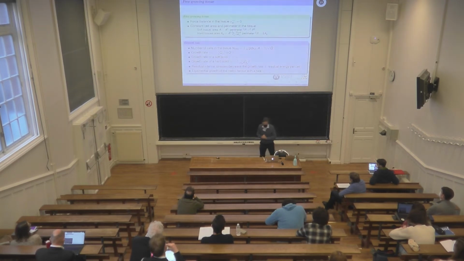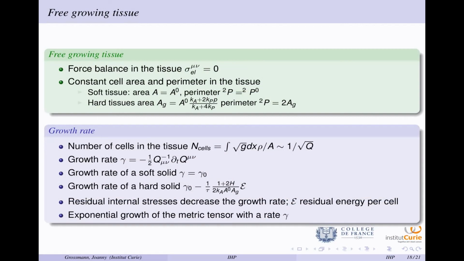So growing tissues. There are 2 things that I want to discuss for growing tissues. The first one is what happens if you have a free tissue, which means a tissue without any force on the surface. So in this case, the tissue is at mechanical equilibrium. There is no force on the surface. So the mechanical equation is just sigma mu nu is equal to 0. And I already solved that for you. I told you what happens for a given Q when I calculate sigma mu nu.